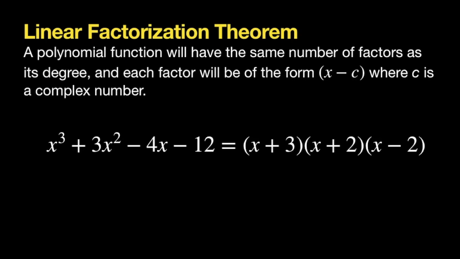Each of the factors needs to be written in the form x minus c, where c is a complex number. Complex number means that it could be a real number. It could also be an imaginary number.